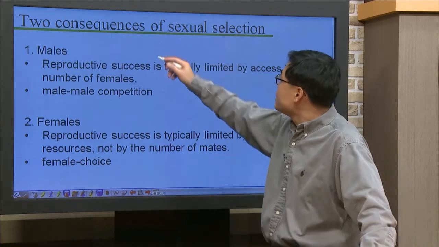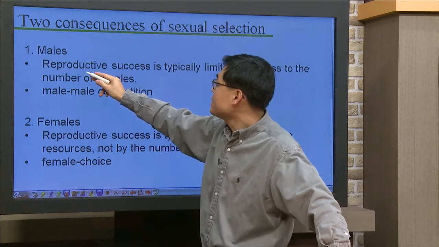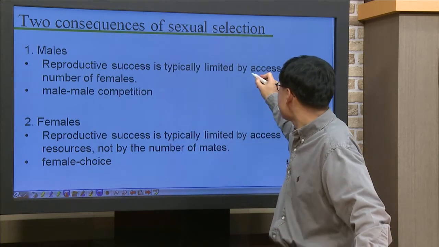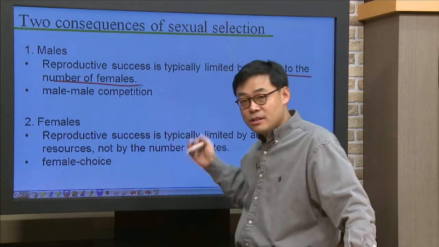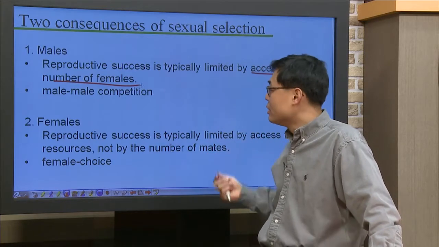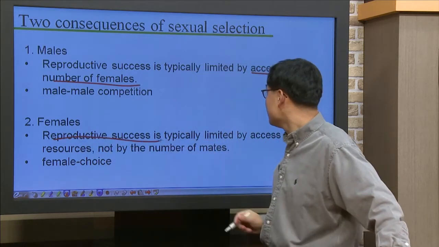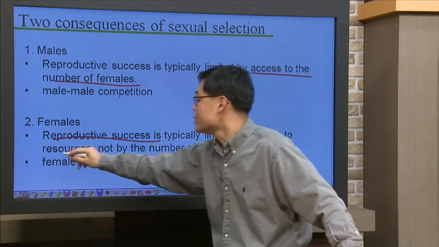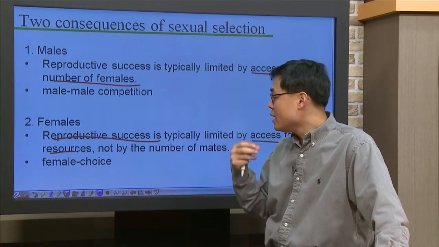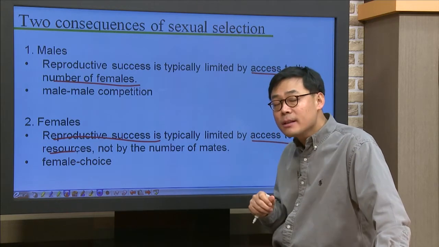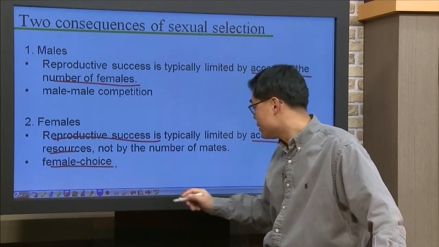So the two consequences of these differences in mating behavior are that for males, reproductive success is typically limited by access to females. So male-male competition is the most dominant form of sexual selection for males. But for females, reproductive success is typically limited by access to resources, not by the number of mates. So the females carefully choose among the potentially available mates. So female choice is the dominant form of sexual selection.